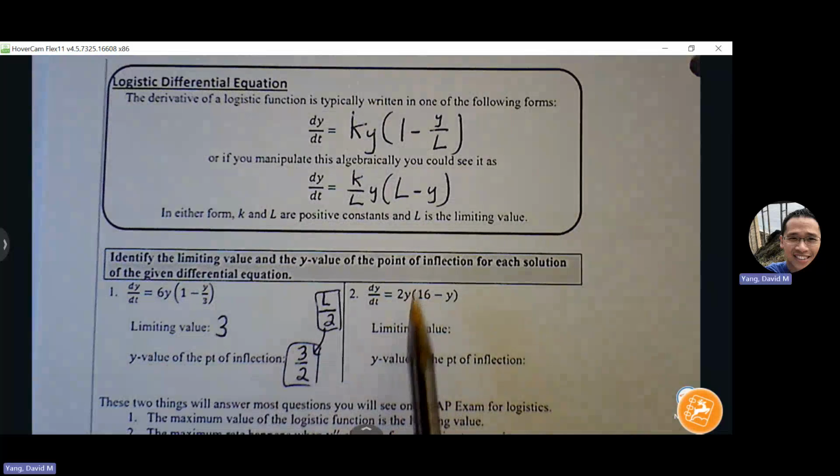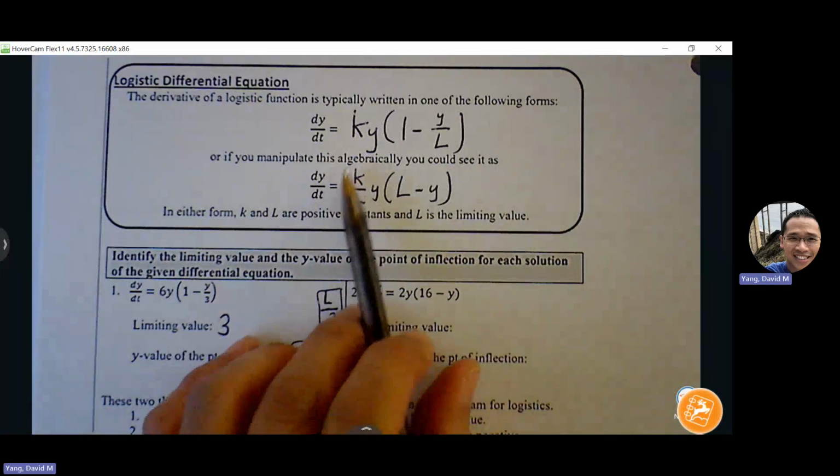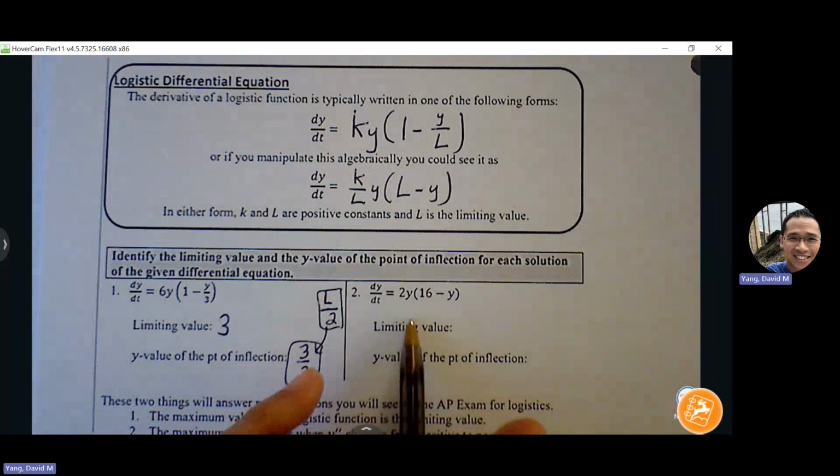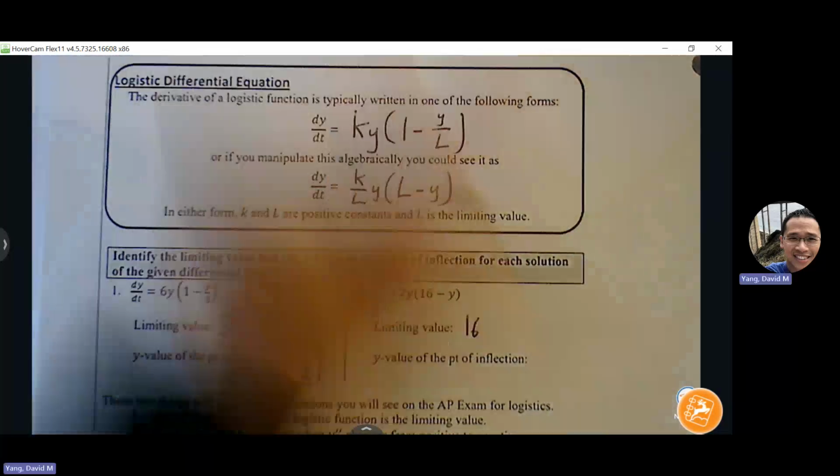Number 2 here is in a different form, but we can also pull the limiting value that's in this form. What's the limiting value there? 16, yeah, got the y there. You don't necessarily have a fraction in front, but we have the y, we have the L minus y here. And the y value of the point of inflection.